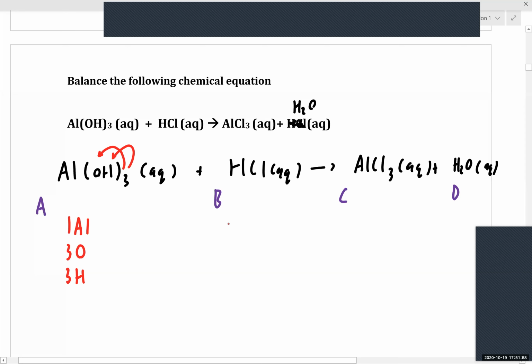In hydrochloric acid, I have 1 hydrogen and 1 chlorine. Stylistically, I like to line up my atoms of the same element, just so that way it's easier for me to add them together. It's optional, but organizationally, it helps keep things organized. For aluminum chloride, I have 1 aluminum and 3 chlorines. And in water, I have 2 hydrogen atoms and 1 oxygen atom.